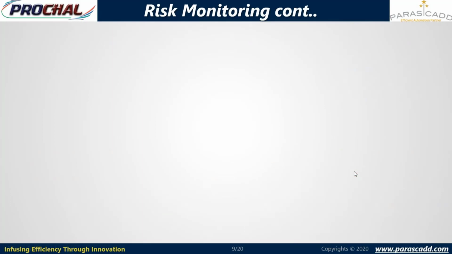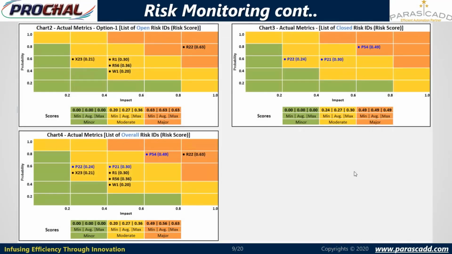In risk monitoring, we have differentiated the risk matrix into 2 types, that is open and closed. So open risks are plotted like this. The same logic is available here as per overall, and closed risks are plotted like this.